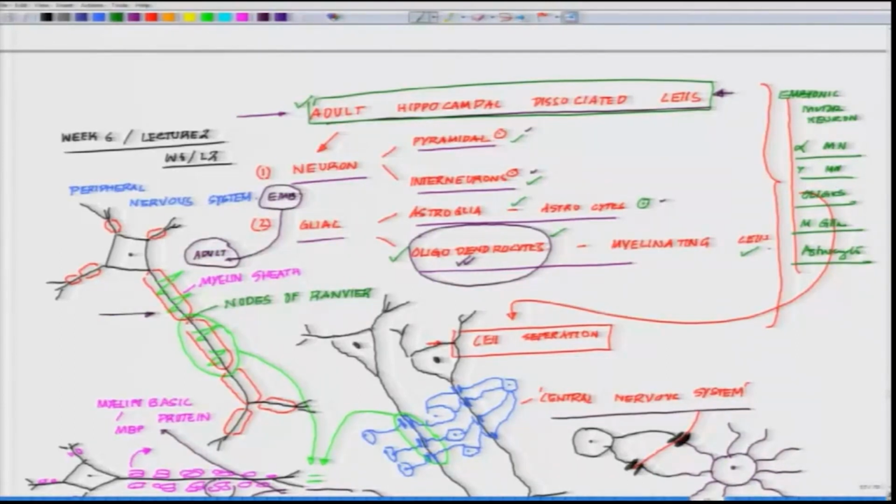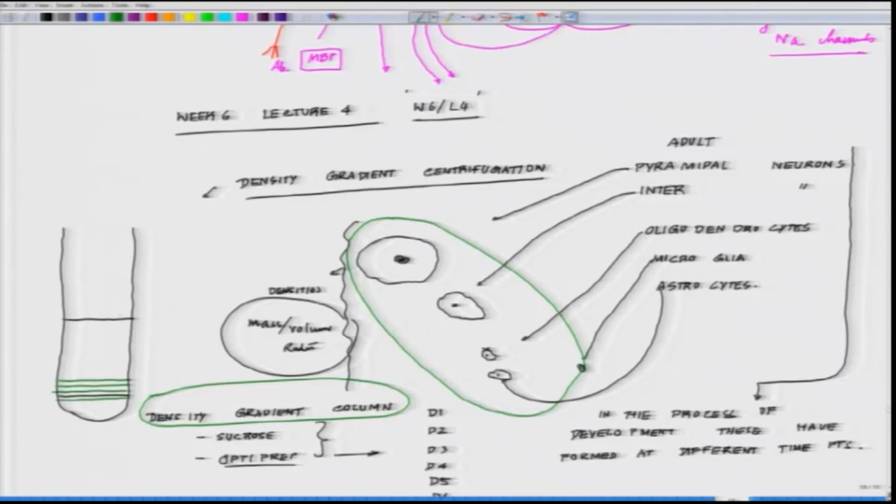And the technique which was followed was the same. And this was the very, very first paper. If I could dig out the paper, I will definitely circulate it. They form a density gradient column, and on a density gradient column, they separate out these cells.